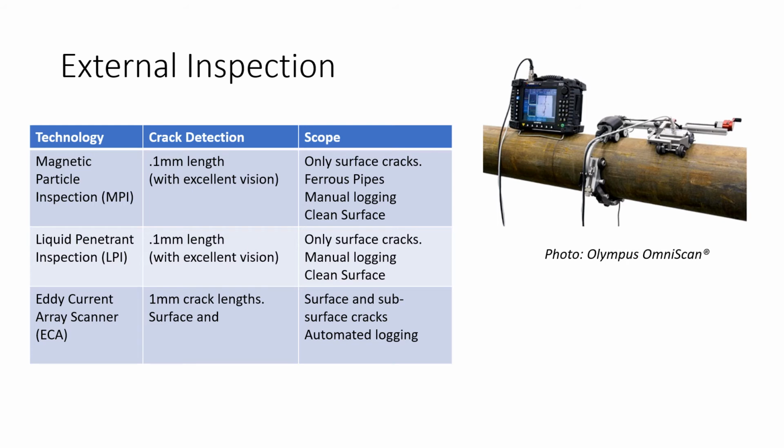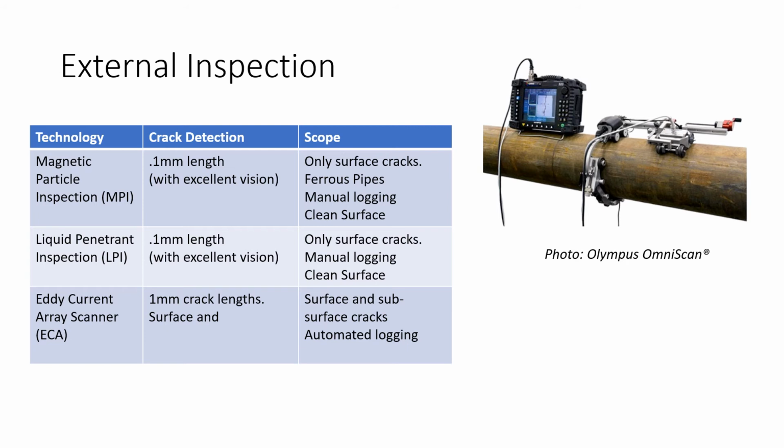MPI will not work on stainless steel, titanium, or Inconel. Liquid penetrant inspection, known as LPI, is similar to MPI as it relies on enhancing the visual contrast between the crack and its surroundings. A dye is sprayed over the inspection area, and the technician waits for the dye to penetrate into the cracks. LPI works both on mag and non-mag materials.